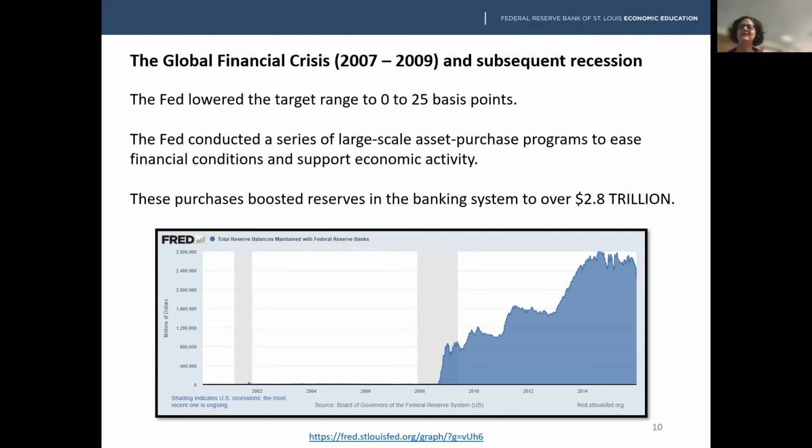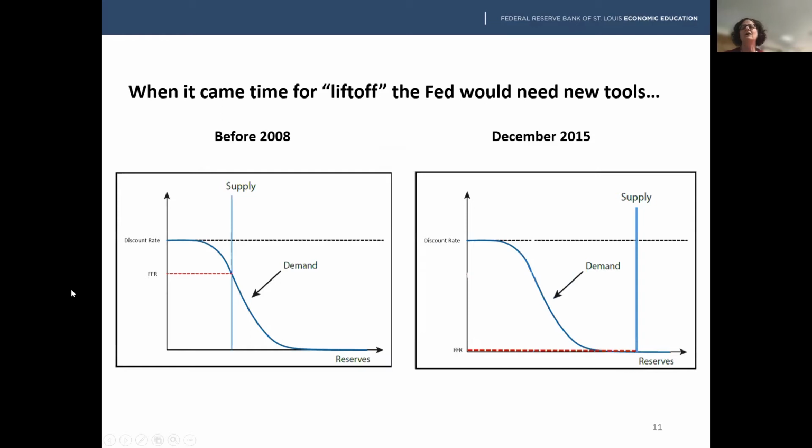So this helps get the economy back going. But then the question is, how are we going to move rates when we have so many reserves in the banking system? In the next slide, you'll see a comparison of when it came time to lift off rates in December of 2015, what was the Fed looking at?